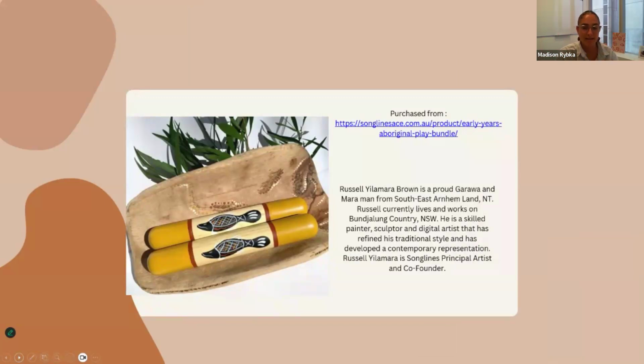Who is the person that has made the clapsticks on this website? Because I'm doing my research. It is a proud Southeast Arnhem Land man, Russell, but he's actually now residing in Bundjalung country, gives him information. So when I'd be writing about this, I'd just be giving background information of who this person is using that AIATSIS guideline. Again, what the clapping sticks are sitting on is a coolamon, usually where they would put ochre in or they would put a baby in or carrying food. Again, you can use this breaking down history.